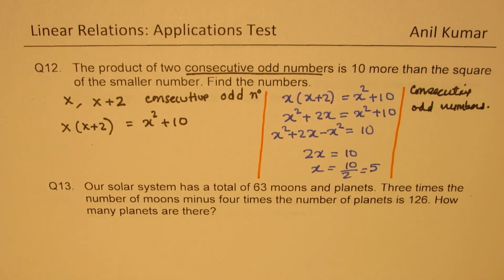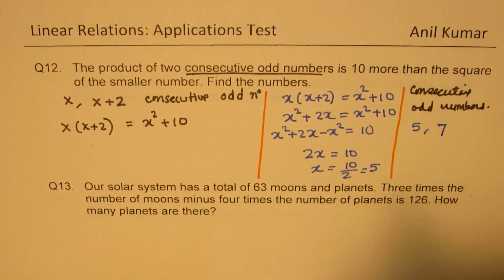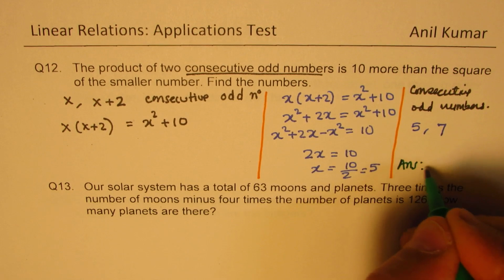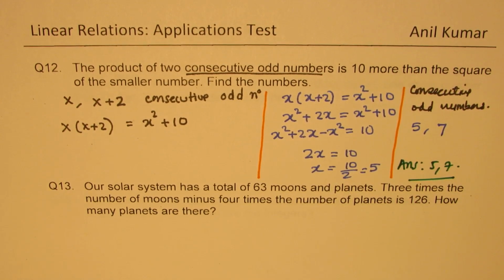Which we are looking for is 5 and 5 plus 2, which is 7. Okay? So that is our answer: 5 and 7. Question number 13.